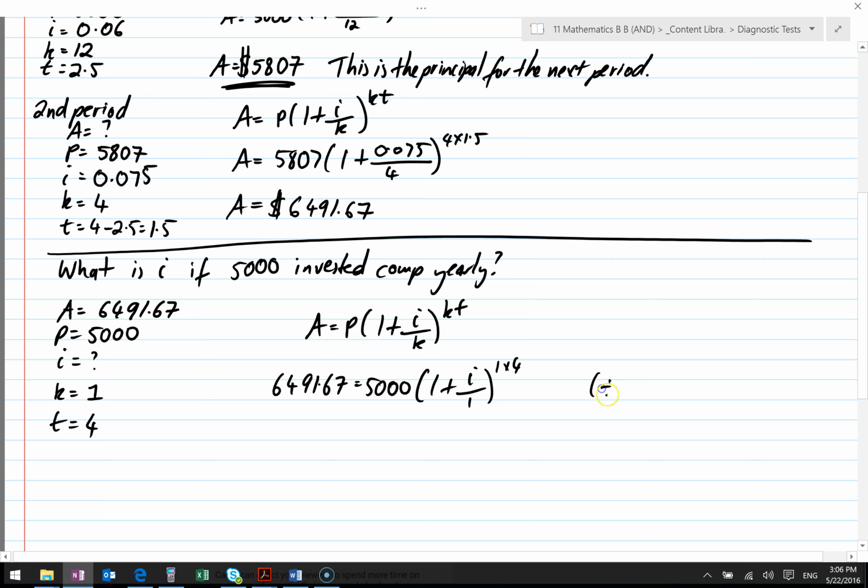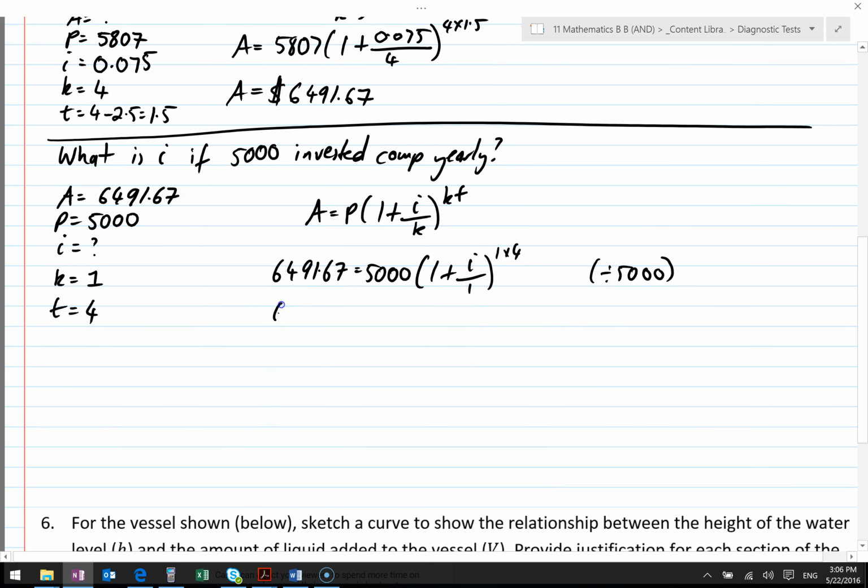Alright, so I'll just write these steps in. Trying to get i by itself, I'll divide by 5,000. A(1 + i/1), don't need to divide by 1, and it's to the power 4. Need to take the 4th root of both sides. Okay, ideally it should be plus or minus again, because we're taking the 4th root.